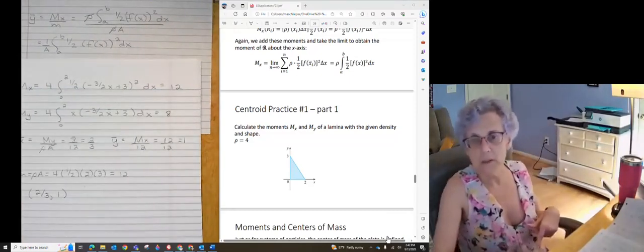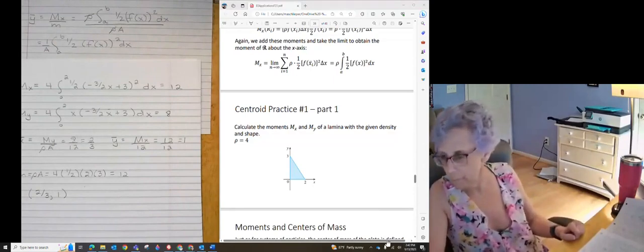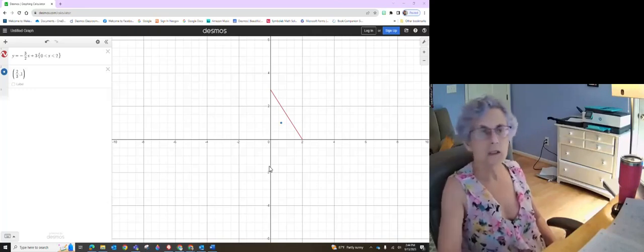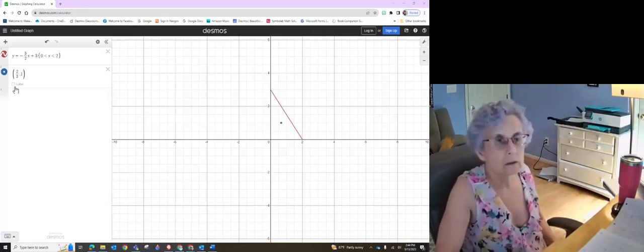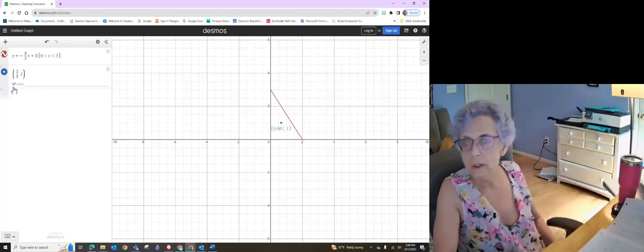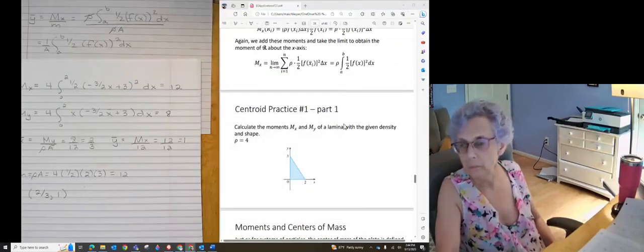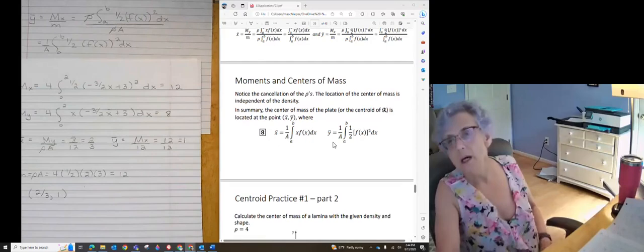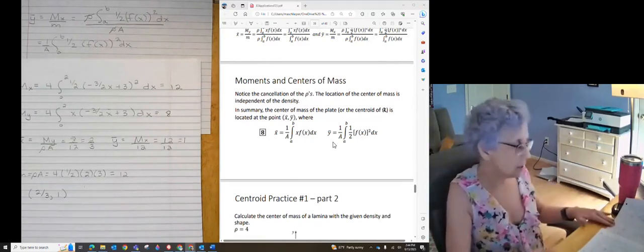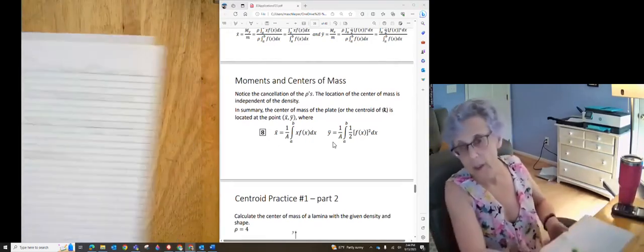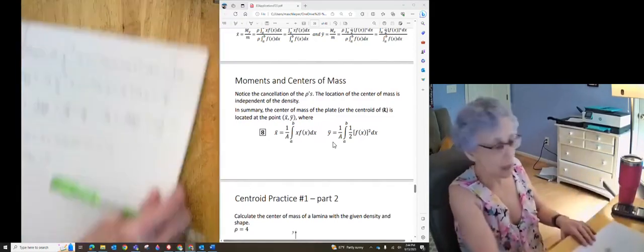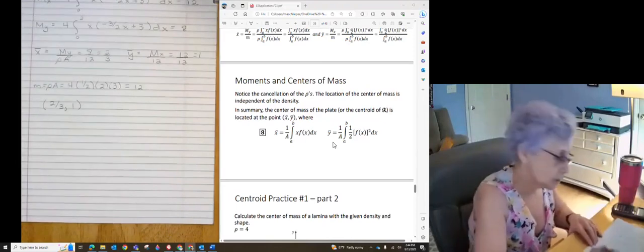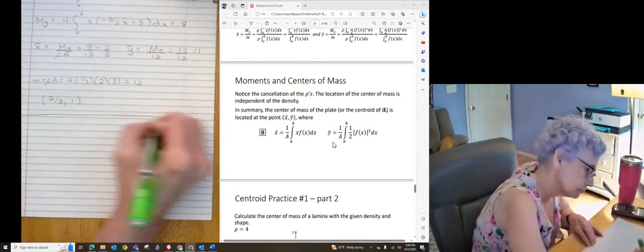I'm going to plot this in Desmos and see what that looks like. There's my center, at 2/3 and 1. That's just where I went ahead and found the centers of mass already. So let's just memorize those formulas. You're always going to have to find the area first. So those are your steps.